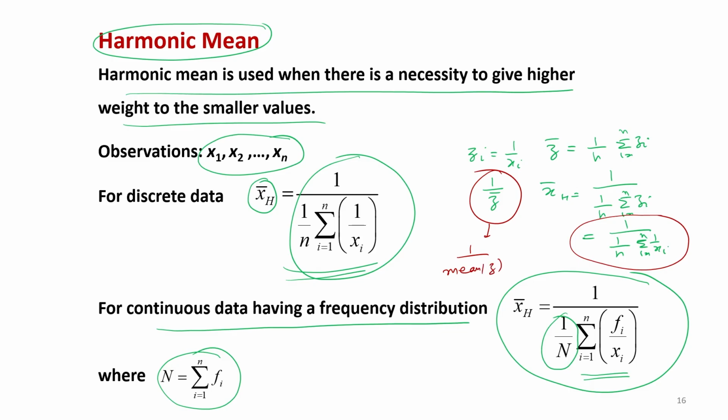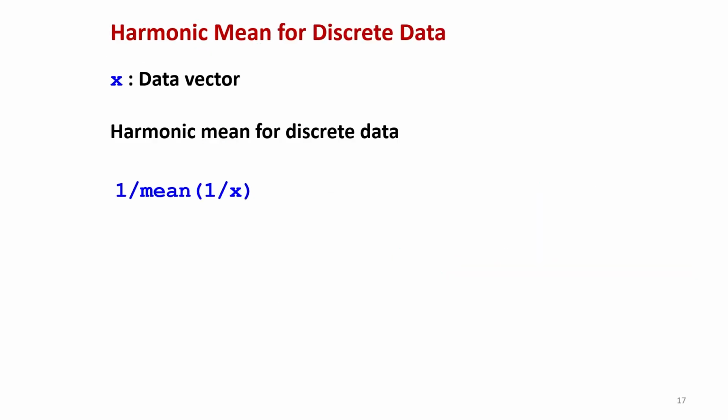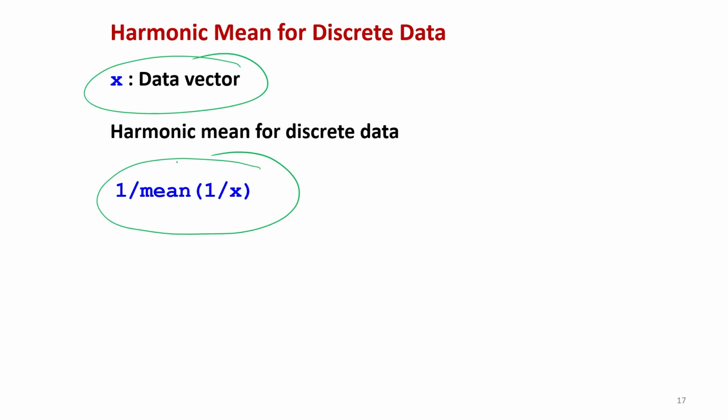Or do you think that I can write it down here as 1 over mean of 1 upon x? Yes, exactly. That is the way we are trying to compute the harmonic mean. If x is my data vector, then the harmonic mean for this ungrouped or discrete data can be computed by 1 divided by mean of 1 upon x, right.